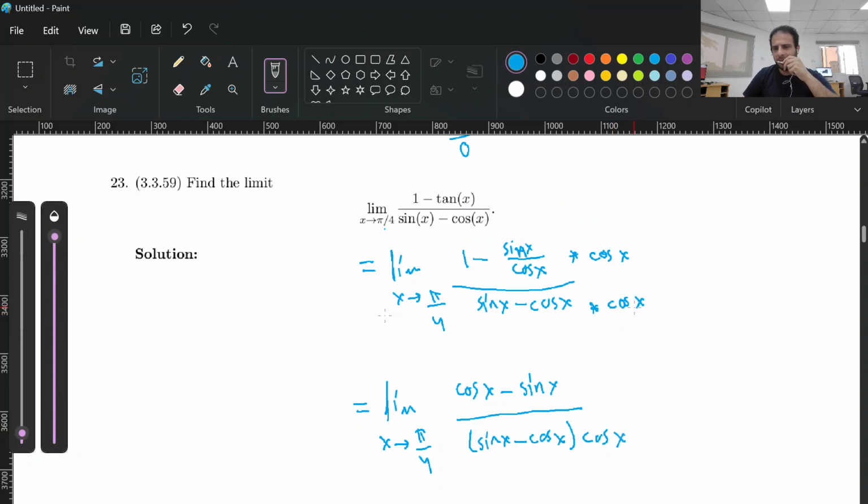Sometimes it's better not to multiply things. Keep them as they are, because you may have cancellation, right? So the numerator is the negative of the factor in the denominator, so it's going to be -1. -1 over cosine x, it's 1 over square root of 2, so -2 over pi square root of 2.